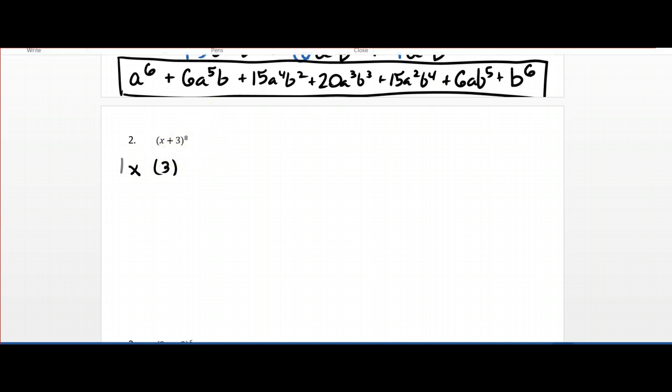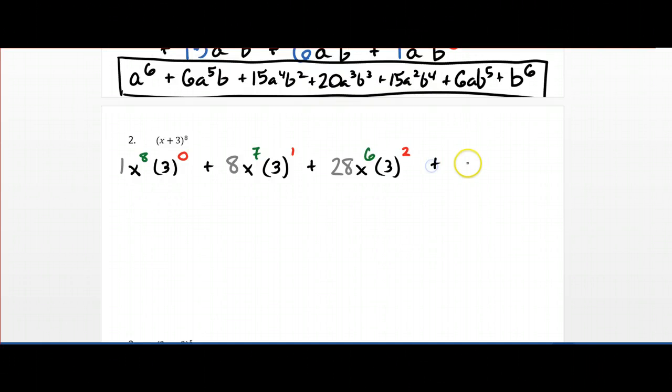So my first term is going to be 1 times x to my starting power, which is 8, times 3 to the 0 power. Next term, we go to the next number, which is 8 in Pascal's, so 8 times x to the 7th power times 3 to the 1st power. My next term, we go to the next number of Pascal's, which is in that row a 28, so 28 x to the 6th power, 3 to the 2nd power.